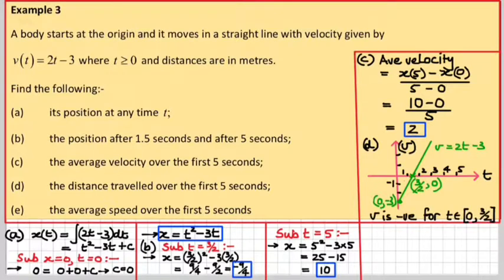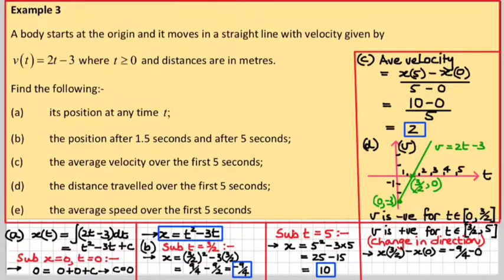So yes, we know V is negative for the first part of the journey from t is 0 to 3/2, and V is positive for t is 3/2 to 5 seconds. So we change direction, okay? So I'm working out the first component of the journey now, where we're going from t is 0 to 3/2 seconds, and I'm getting that for the displacement. There it is. So therefore the distance is just 9/4, okay?